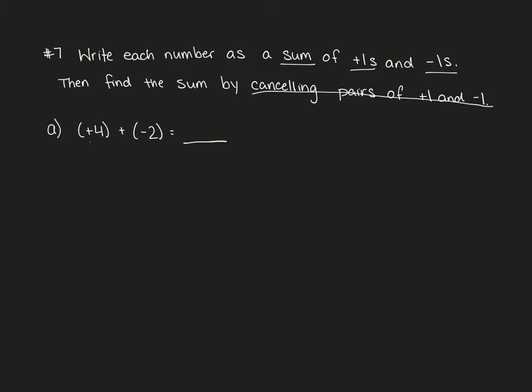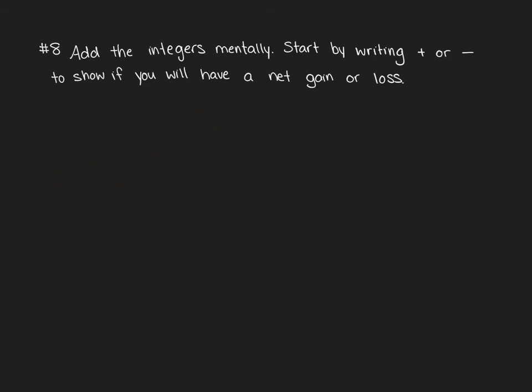So we need to write +4 as a sum of +1s. So gain of 1, gain of 1, gain of 1, gain of 1, and then -2 as a sum of -1s. So I need 2 -1s. Then I start canceling them out. So I go, okay, here is one pair, here is another pair. I am left with 2 positives, so 1 plus 1 is a gain of 2.